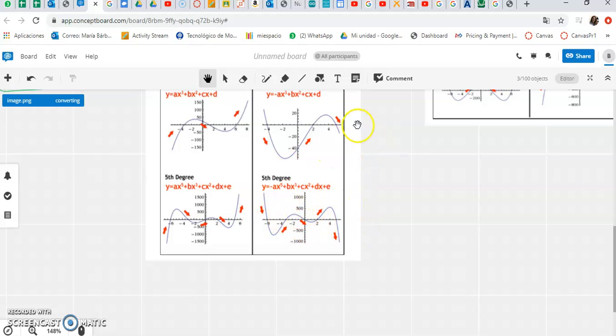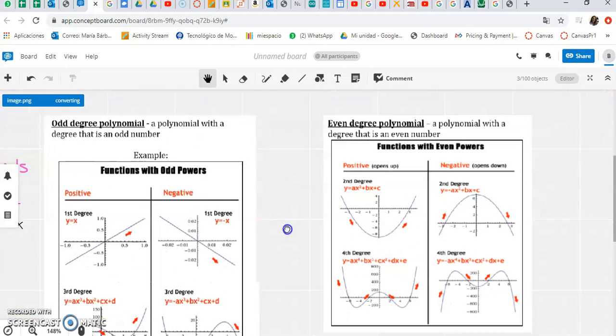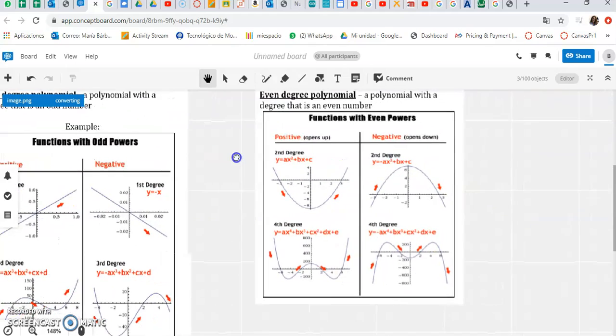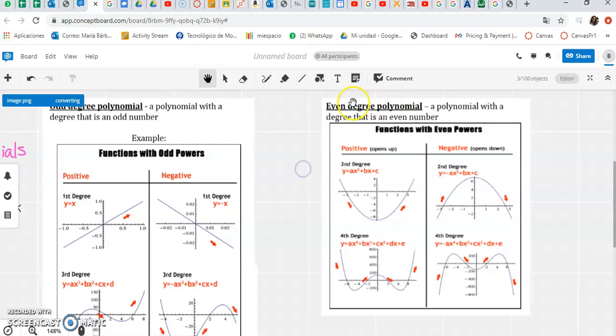But now, dear students, look at the behavior of the polynomials when we have even degrees, okay? Remember, even degree could be a second degree, a fourth degree, a sixth degree, an eighth degree, and so on. But all of them are going to have the same behavior as the odd degrees, okay? Now, let's see these ones, the even degrees. Look, the first one is a second degree function. This is a quadratic function.